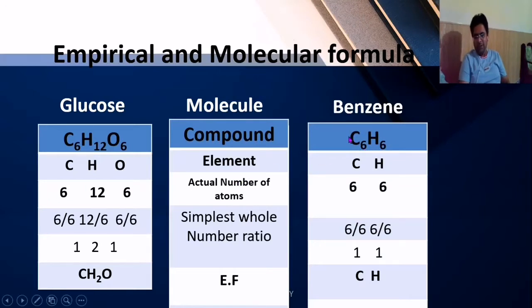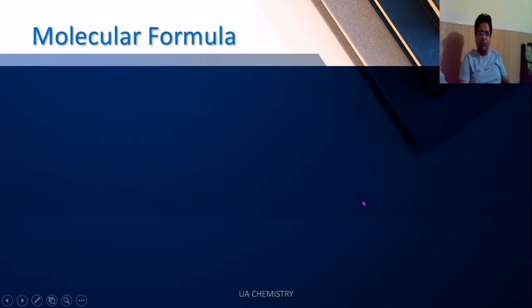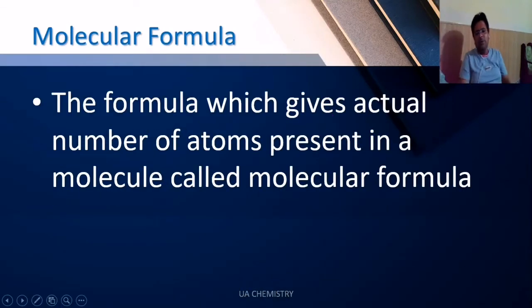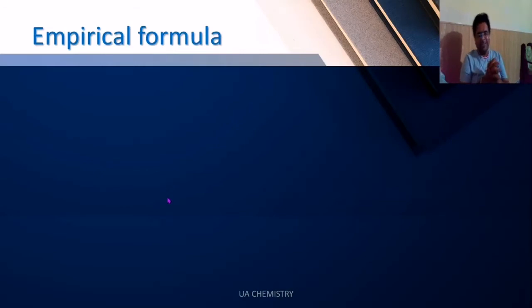We will discuss this. For benzene, there is carbon and hydrogen, 6 and 6. The ratio will be 1 to 1, so the empirical formula will be CH. Now the molecular formula is the formula based upon the actual number of atoms, the total number of atoms of all elements present in a molecule. The molecular formula of two compounds can never be the same. The molecular formula gives us complete information about a substance.